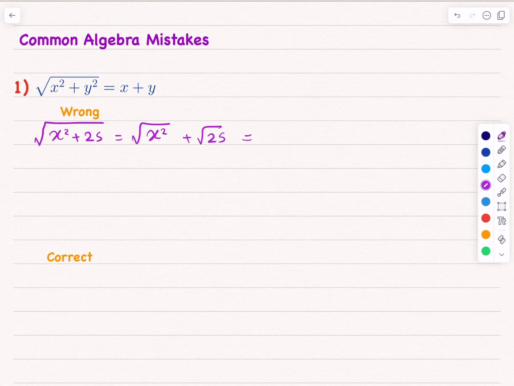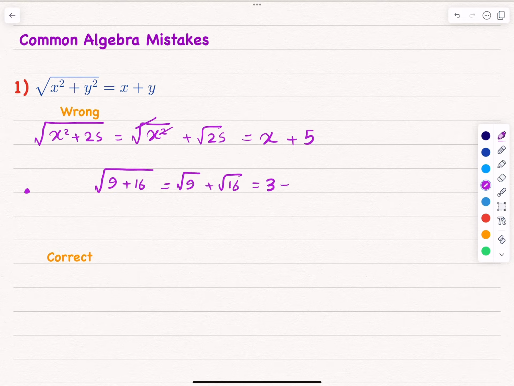Now here, cancel the square and the square root, it would be x plus, and here we have square root of 25, which is 5. And of course, this is wrong. To understand why it's wrong, see this example here. Square root of 9 plus 16. If we apply this, we will get square root of 9 plus square root of 16.